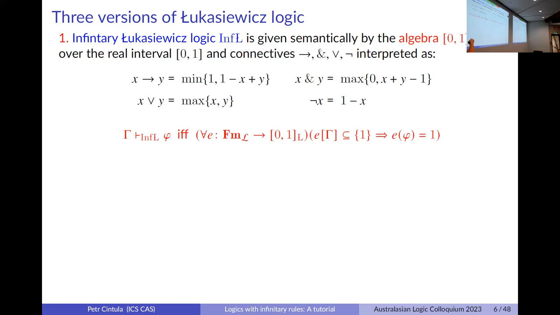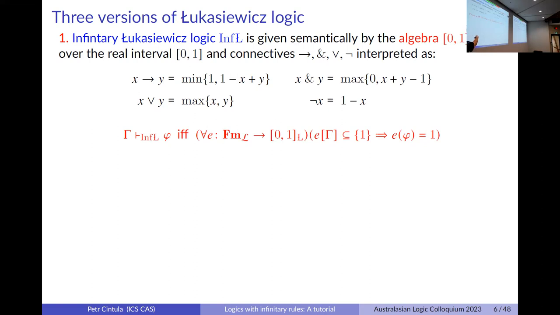So assume we have implication, conjunction, disjunction, and negation. We interpret implication in the usual Lukashevich way, 1 minus x plus y. Disjunction is the maximum. Conjunction is not the minimum; conjunction is defined so it would residuate with the implication, so it's something a bit more tricky. And negation is 1 minus x. And we define the logic as the logic of this particular algebra.